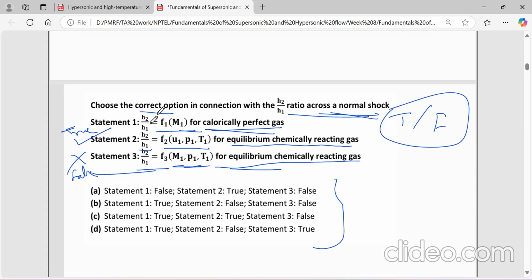So this statement is also true, that H2 by H1 is a function of M1 only for a calorically perfect gas. The first and second statements are true and the third is false. So it is option C. Statements 1 and 2 are true, 3 is false.